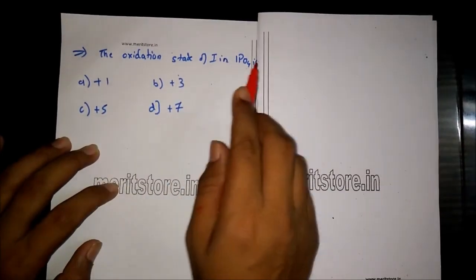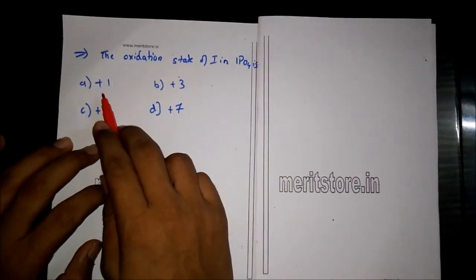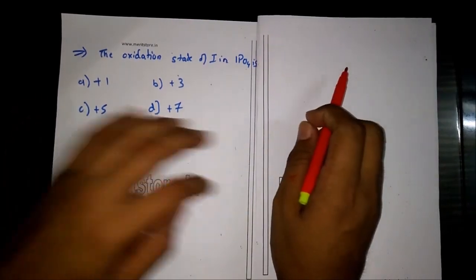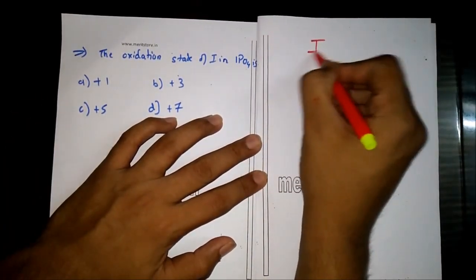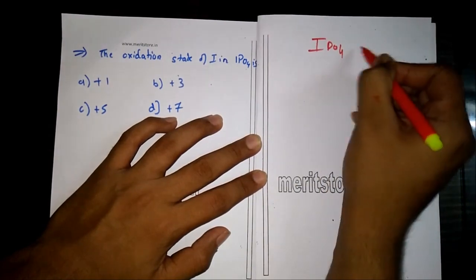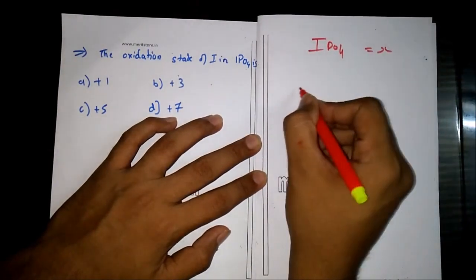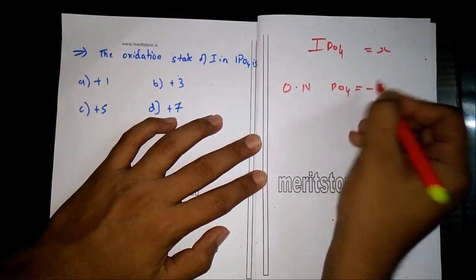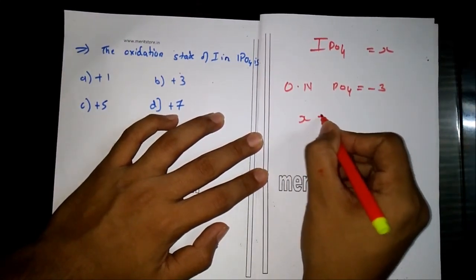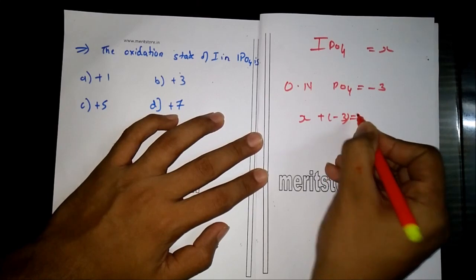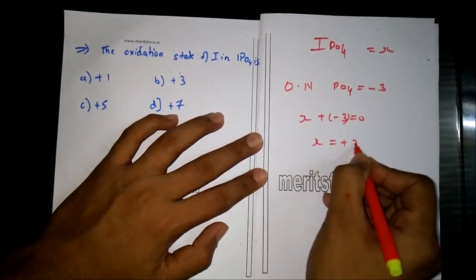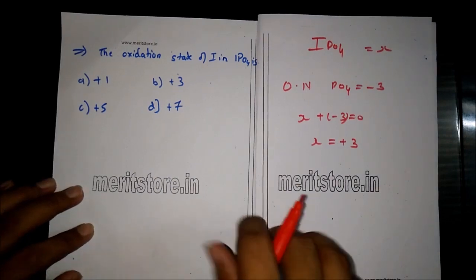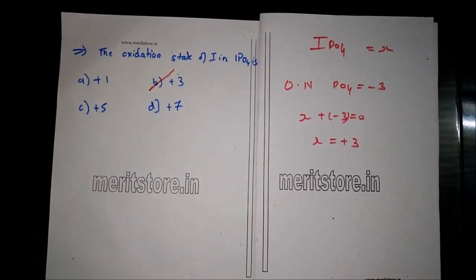Oxidation state of I in IPO4 is A plus 1, B plus 3, C plus 5, and D plus 7. Now let the oxidation number of iodine I in IPO4 be equal to X. Now the oxidation number of PO4 is -3. Therefore, X plus -3 equal to 0. X is equal to plus 3. Therefore, the oxidation state of I in IPO4 is +3, which is option B.